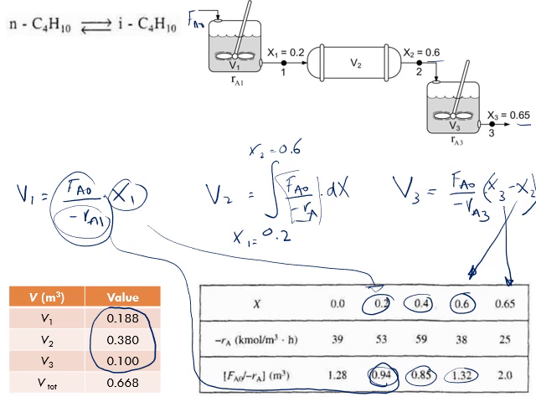But this guy is evaluated at X3. So which one are you going to take? Which FA naught over minus RA3 are you going to take? Well, it is this one, right? Okay, excellent Shabab, excellent.